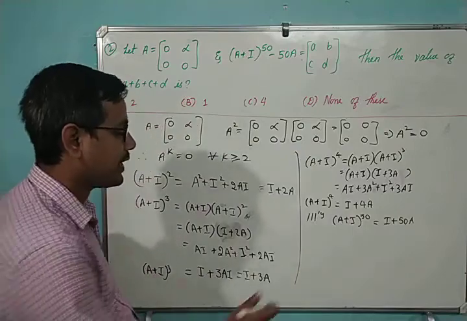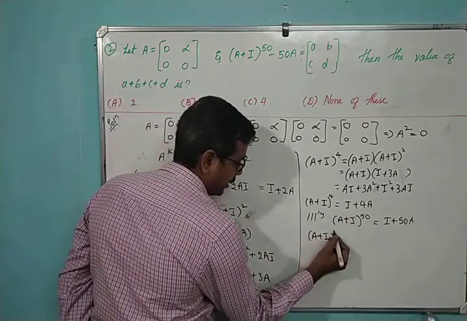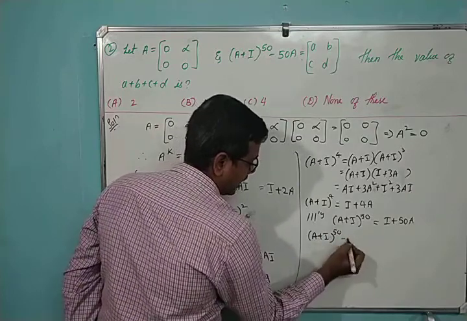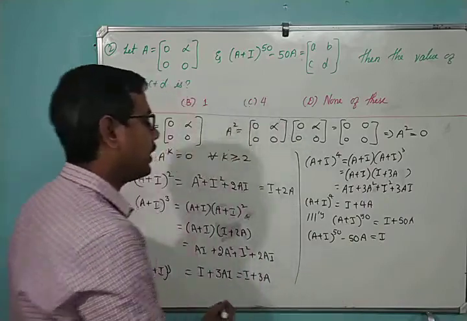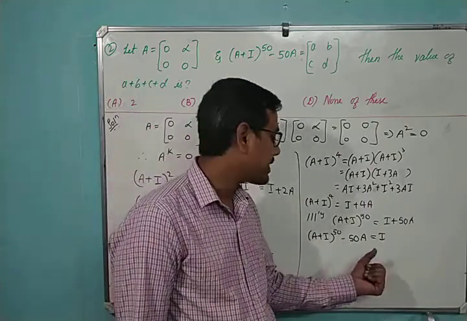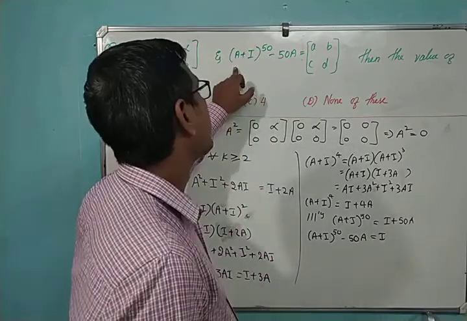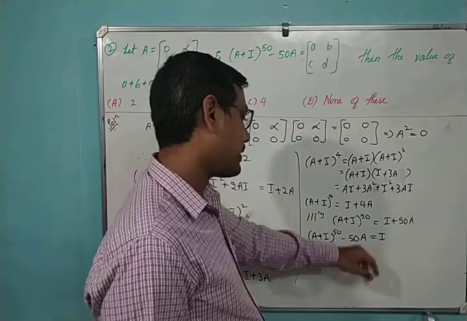So (A + I)^50 is I + 50A. I can shift this: (A + I)^50 - 50A is equal to I. But what is our given condition? (A + I)^50 - 50A is equal to [a b; c d]. But here it is equal to I.